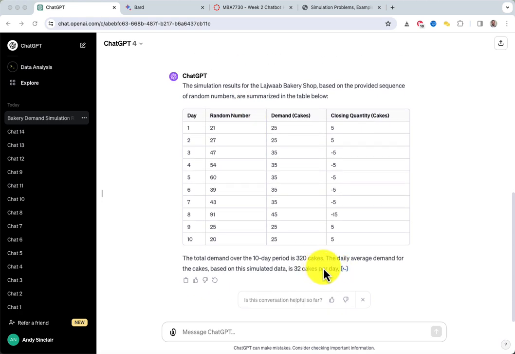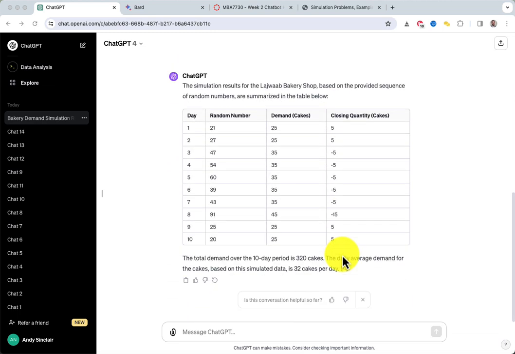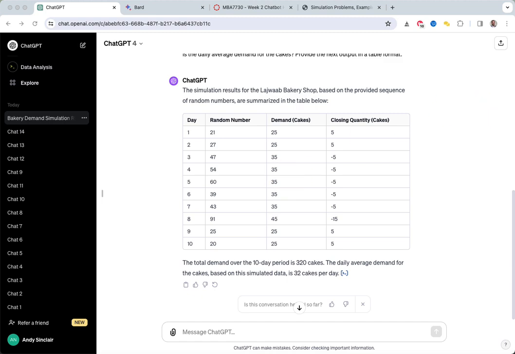So what else can we do? The total demand over the 10-day period is 320 cakes, meaning the daily average demand for the cakes based on this simulated data is 320 cakes per day. We were able to do that within a couple of minutes using ChatGPT as our data analyst.